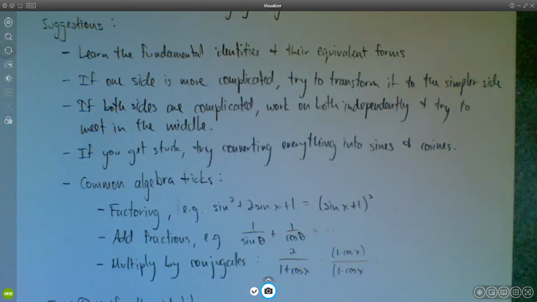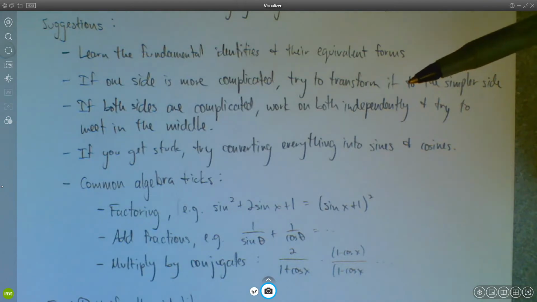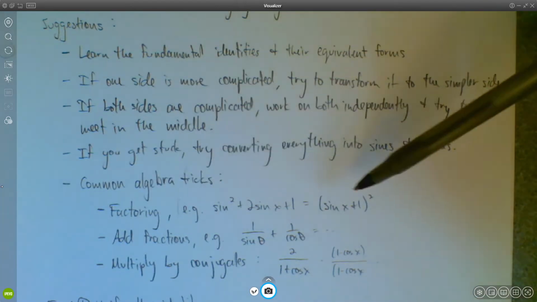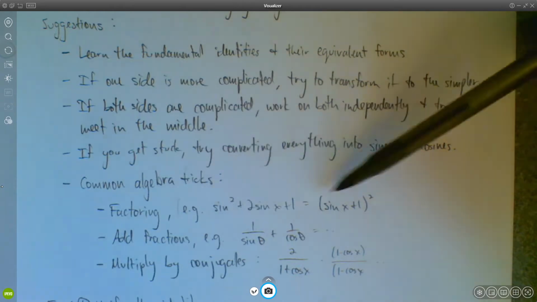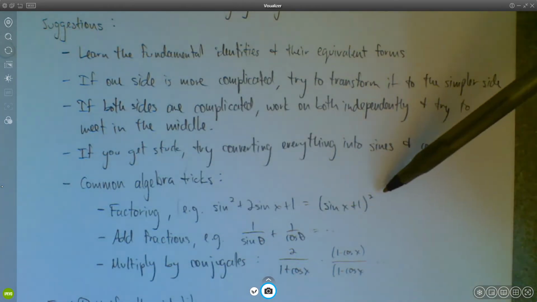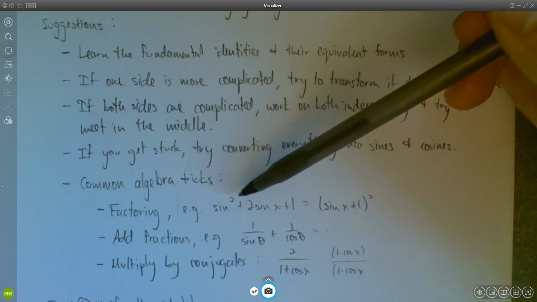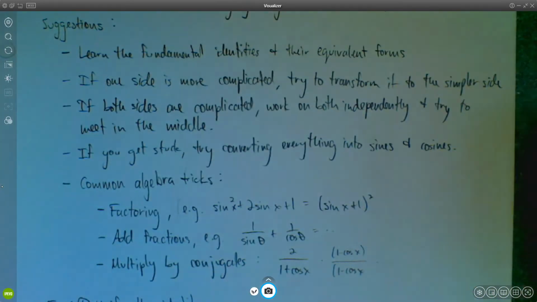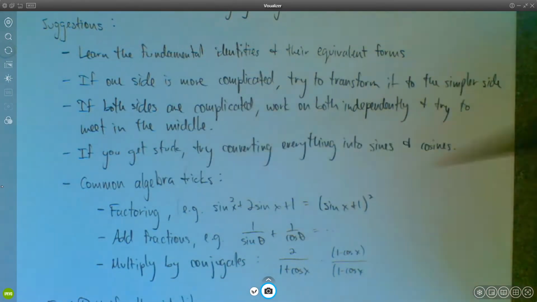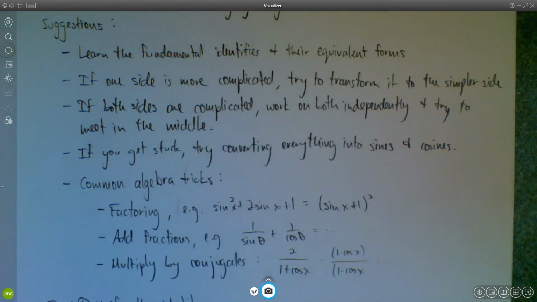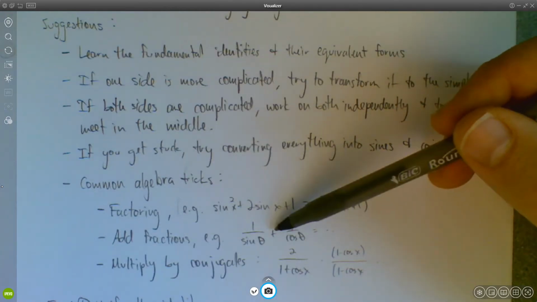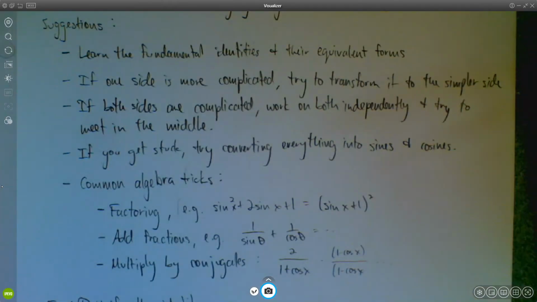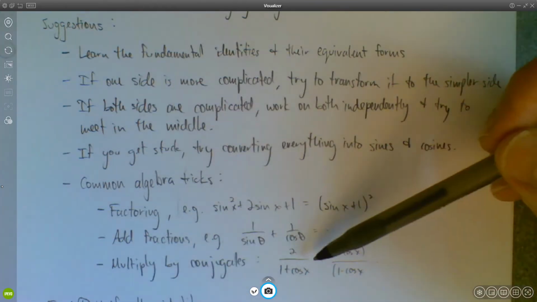And then don't forget your algebra, of course, right? As far as factoring is concerned, sine x plus 1 quantity squared is just sine squared x plus 2 sine x plus 1. I was missing an x there. So you can always swap these things out for one another as occasion may require, right? If you have a couple of fractions, you can add those by getting common denominators. You can multiply things by their conjugates.